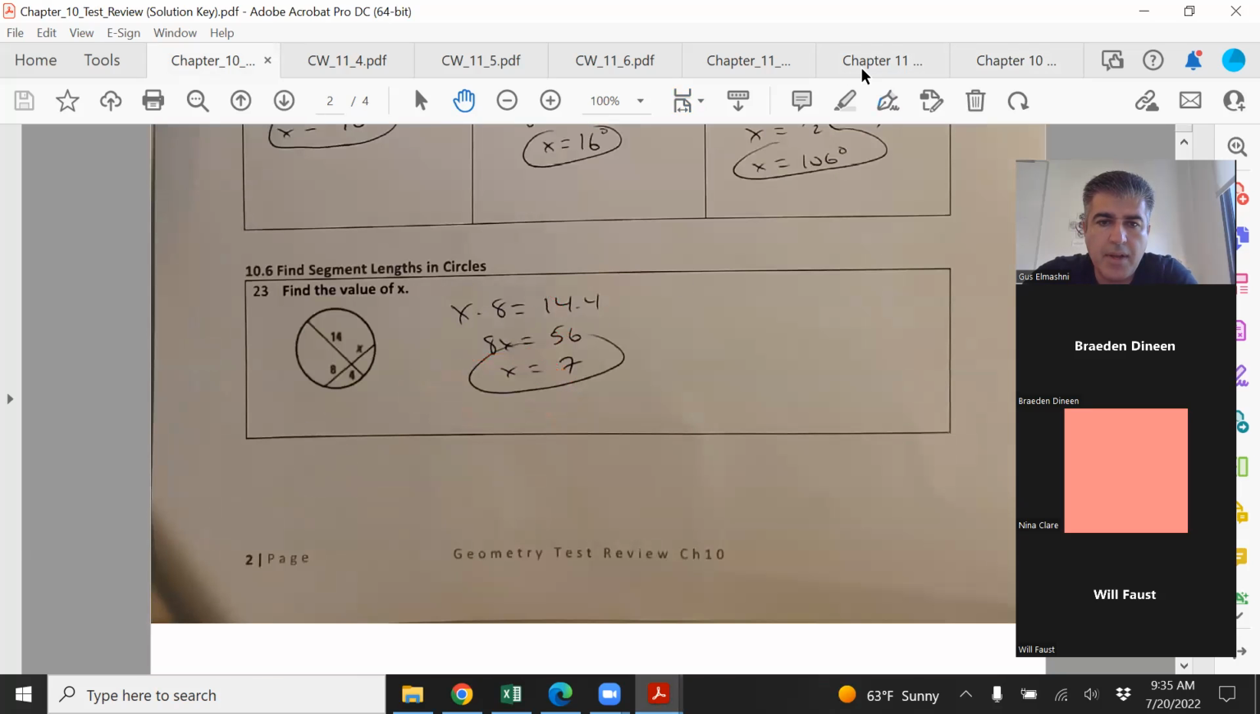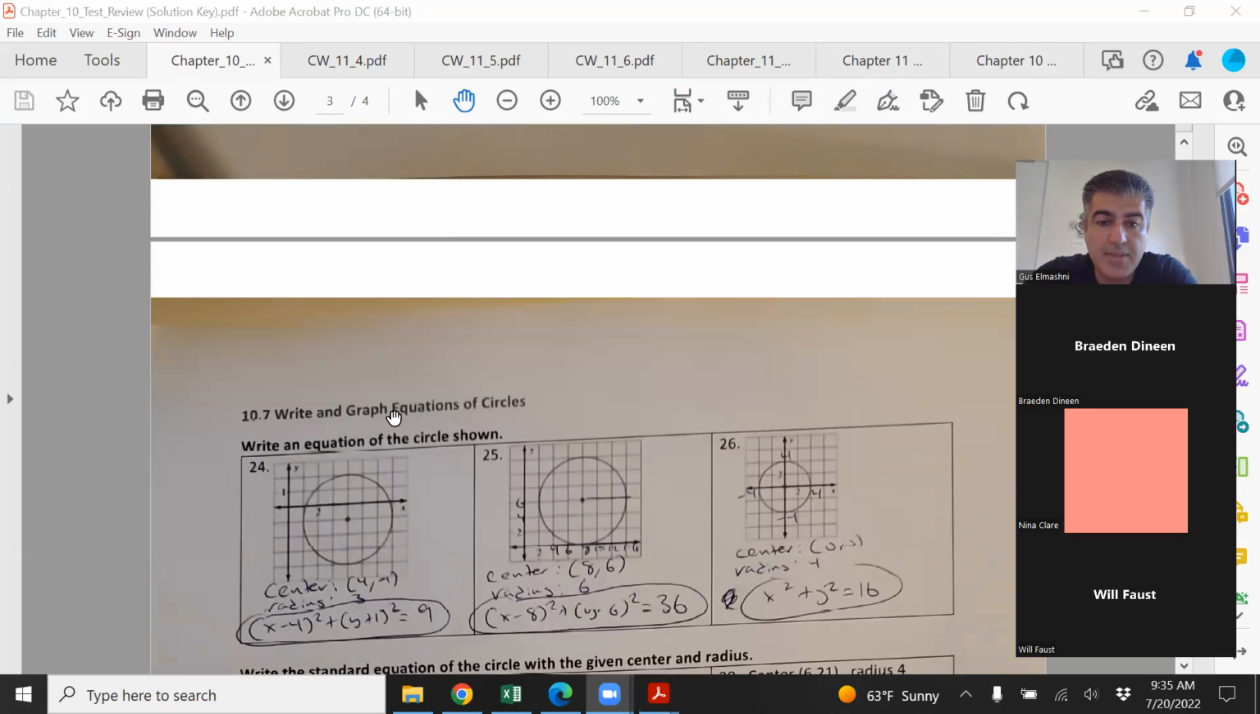This right here, remember we talked about when you have two chords that intersect. If you take the portions of each chord and multiply them out, x times 8 equals 14 times 4. Not that hard. Pretty easy.